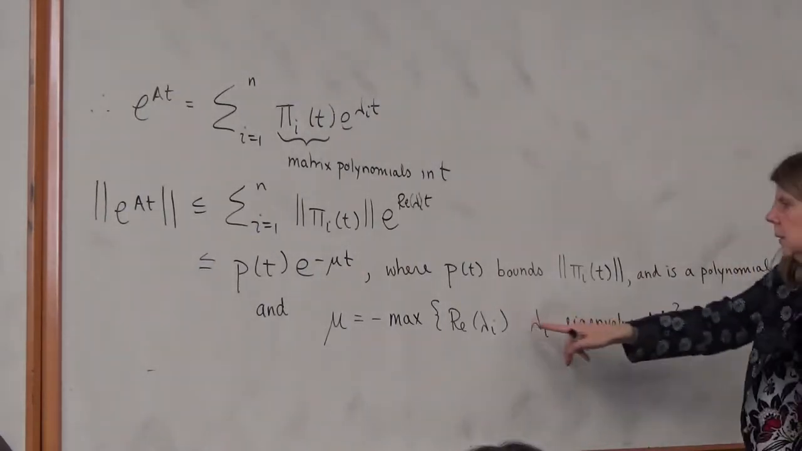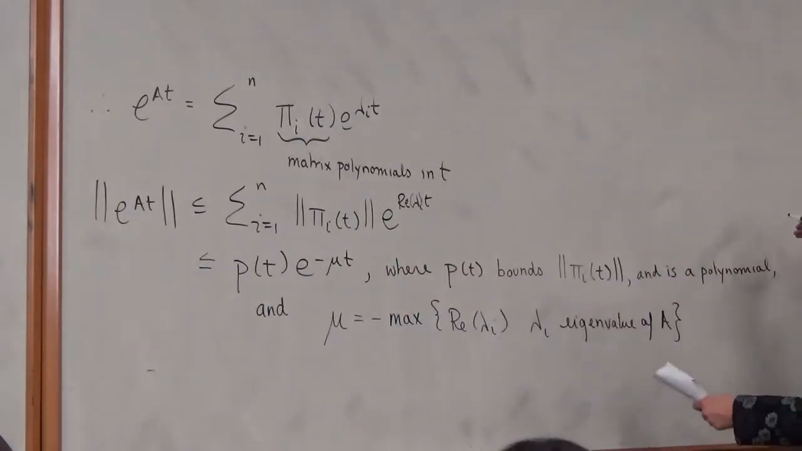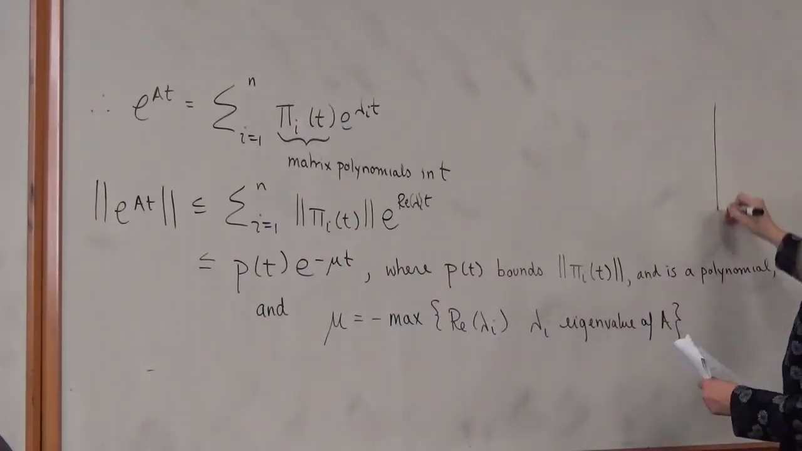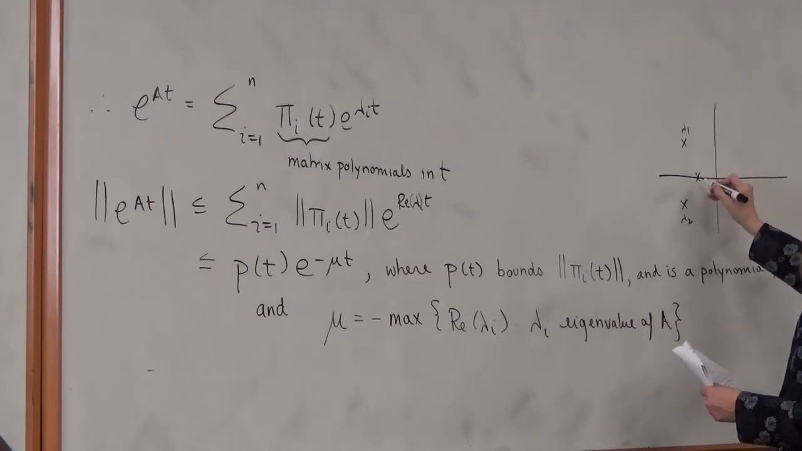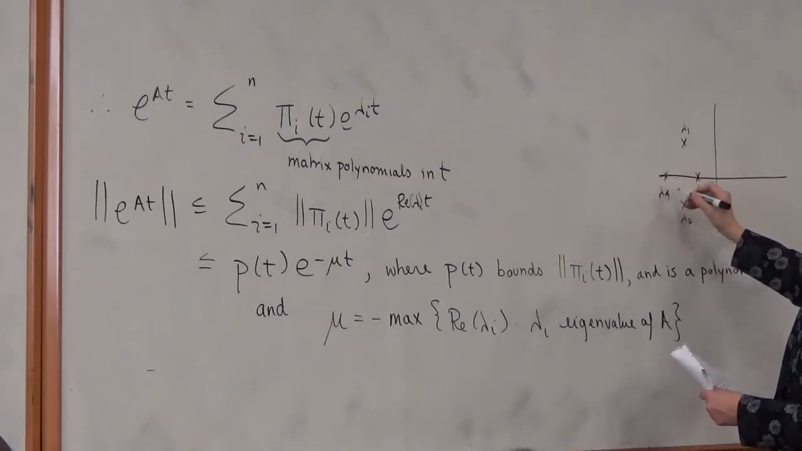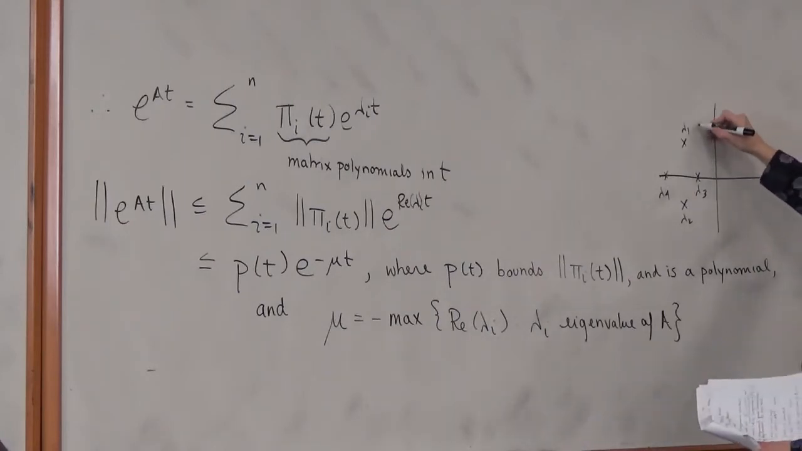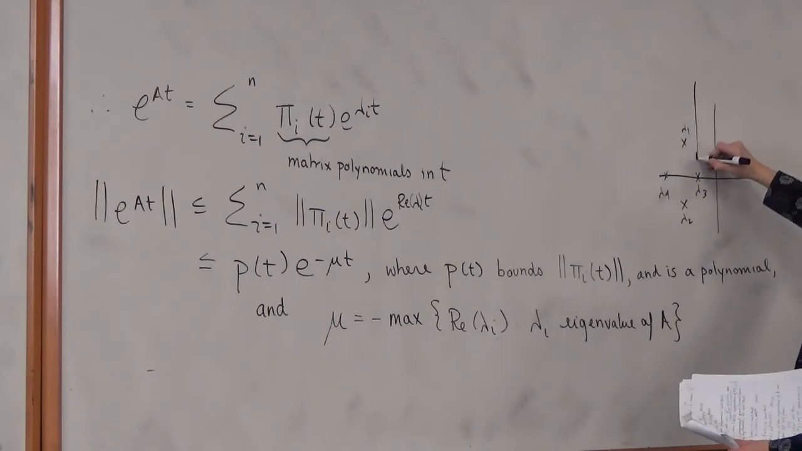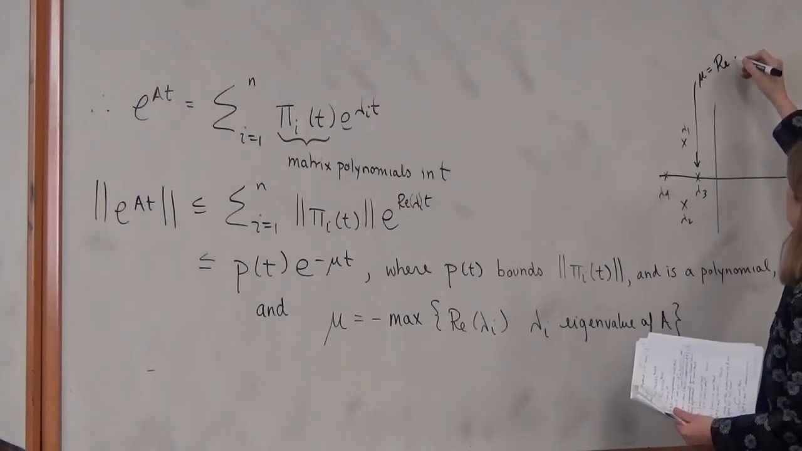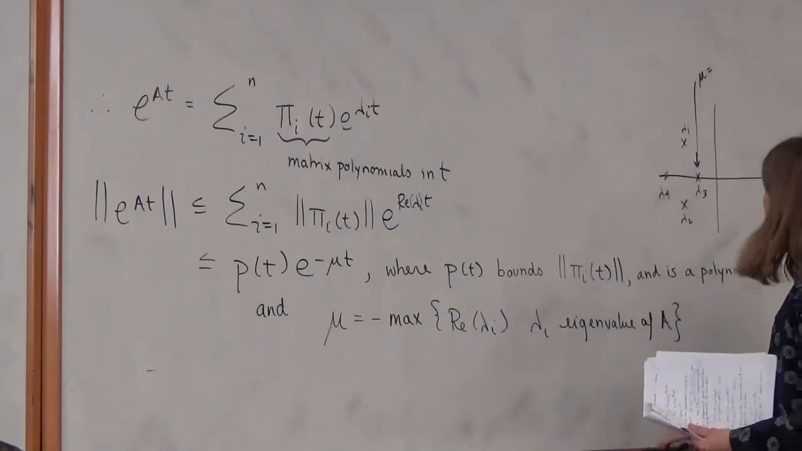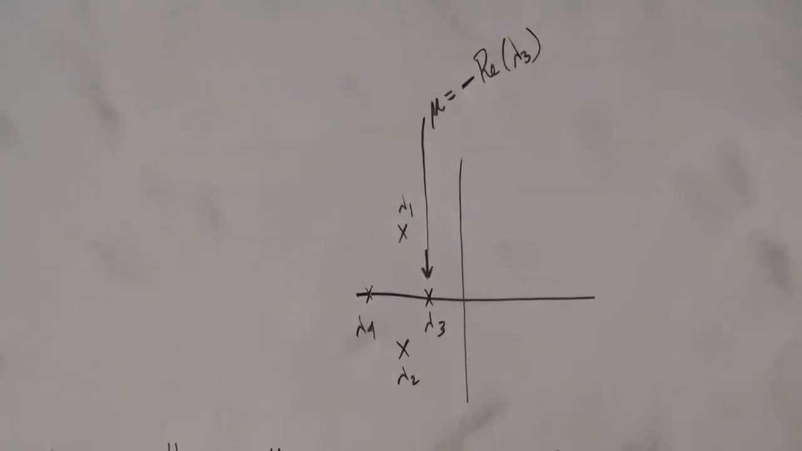Alright, so what does this mean here? I've chosen mu so that, given these eigenvalues, lambda 1, lambda 2, lambda 3, lambda 4, mu has to be chosen to be negative the real part of lambda 3, the one that's closest to the j omega axis, the slowest one to decay. Okay, so I've replaced that.